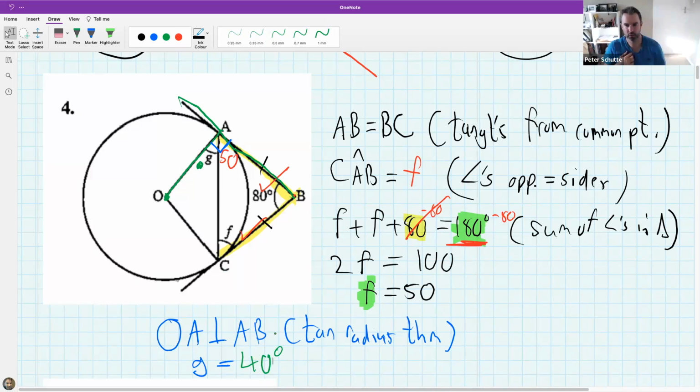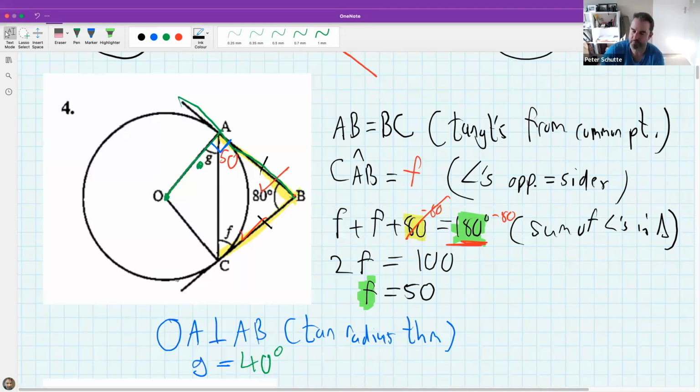Okay, so the first part of our learning today is in the tangent bucket. We have tangents from a common point, we have the tan radius theorem, and then we have the tan chord theorem. But yeah, Keisha, let's go to you.